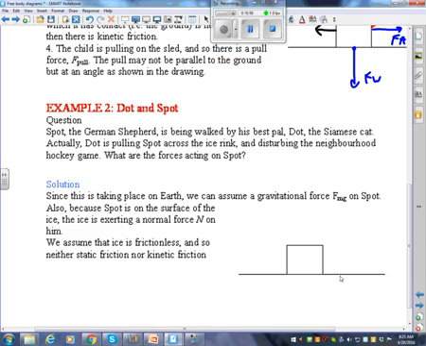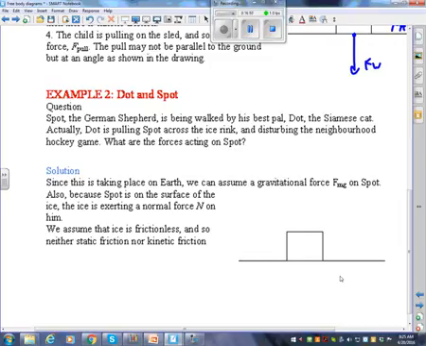Okay. Another example. Spot the German Shepherd being walked by his best pal Dot, the Siamese cat. I don't know who makes this up. Actually, Dot is pulling Spot across the ice rink, disturbing the neighborhood hockey game. What are the forces acting on Spot? Well, again, we are on Earth. Gravity. He's on an ice rink, on a surface, so normal force.